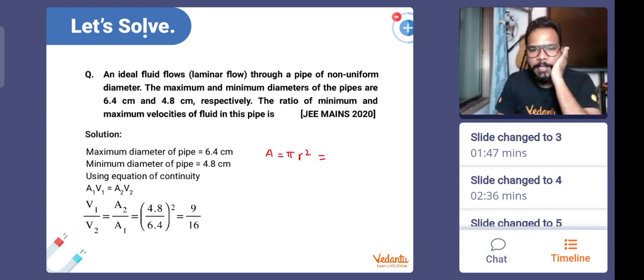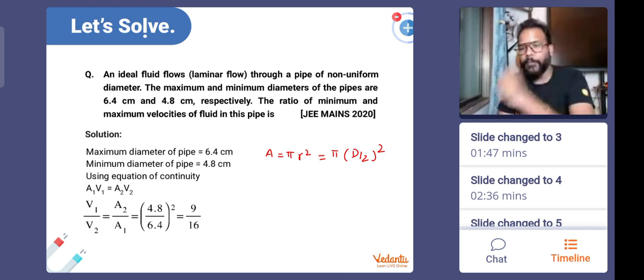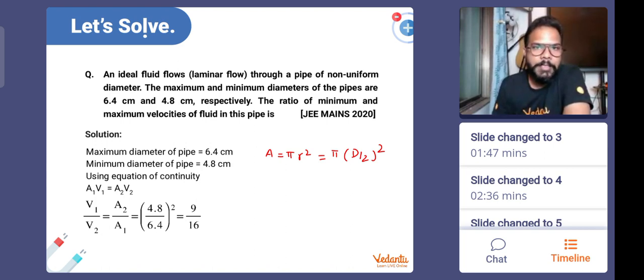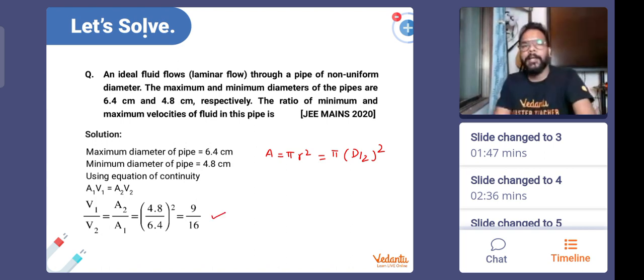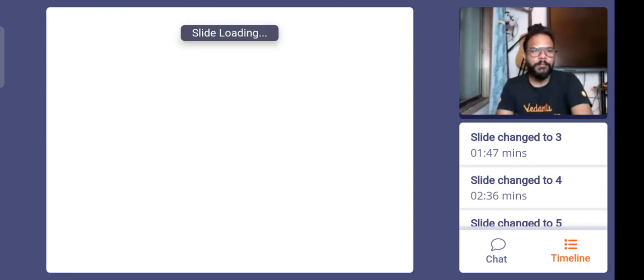Area is going to be pi r square, or we can say pi into (d by 2) square. So simply diameter ka square karna hai. So we get it as 4.8, the lower area divided by, or the minimum area to the maximum area. So simply 48 by 64, or you can say it is (3 by 4) square. So value comes out to be 9 by 16. As easy and as straightforward, as simple as that. Okay, everyone? Clear? Nice.